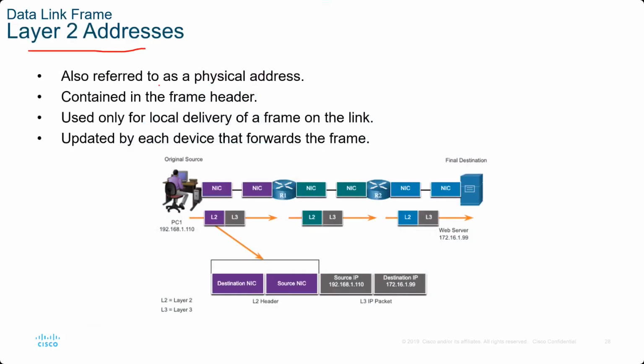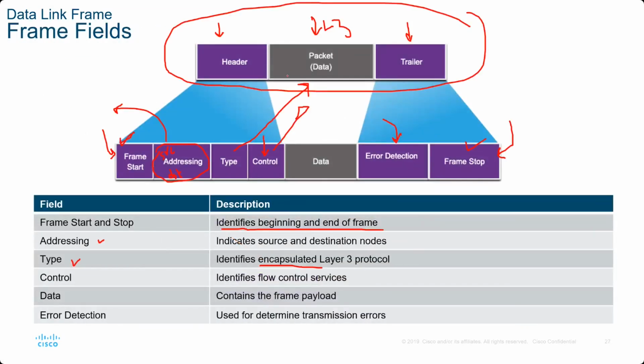So layer 2 addresses are referred to as the physical addresses contained in the frame header, just like we saw. The source IP address and destination IP addresses are not part of layer 2. We are only talking about the layer 2 header. So inside the layer 2 header, we are only talking about physical addresses. The IP addresses are inside layer 3. We are not talking about it. Today, we are just talking about this data link frame, which is a layer 2 frame.